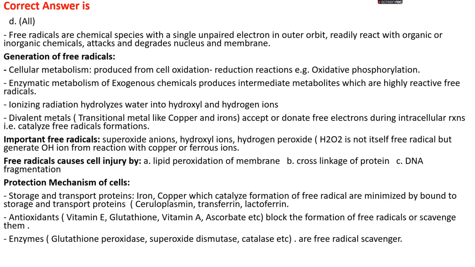If we look at the protection mechanisms of cells, they include storage and transport proteins like ceruloplasmin, transferrin, and lactoferrin, since iron and copper, which catalyze the formation of free radicals, are minimized by binding with storage and transport proteins. Second are antioxidants, for example vitamin E, glutathione, vitamin A, and ascorbic acid, which block the formation of free radicals and also scavenge them. And third, and not last, are enzymes: glutathione peroxidase, superoxide dismutase, and catalase, which are also free radical scavengers.